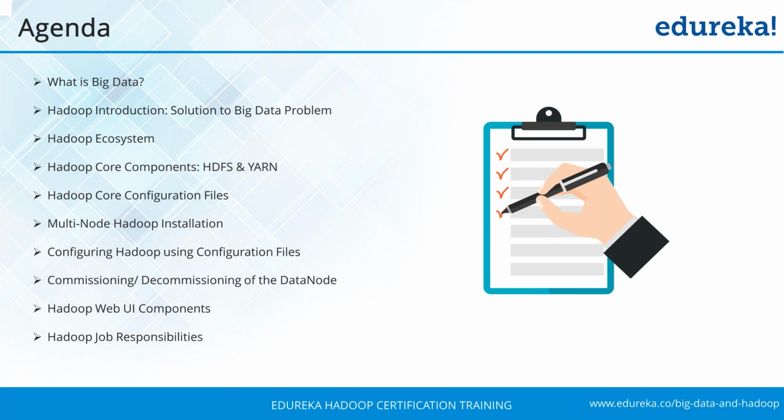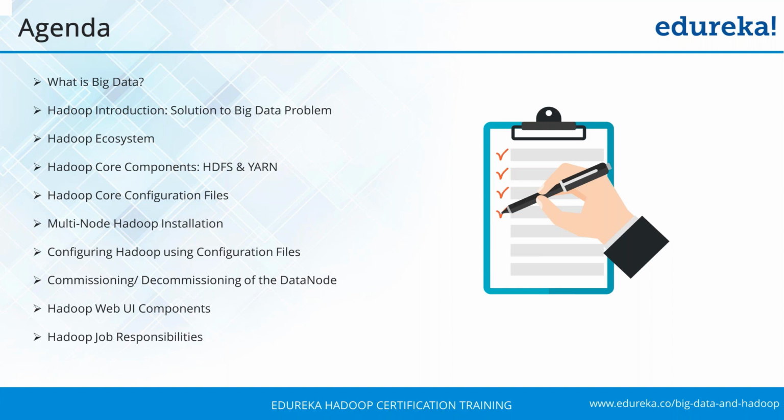Then we'll go into the basics of Hadoop core components like Hadoop Distributed File System and Yet Another Resource Negotiator, or YARN. And then we'll go into the Hadoop core configuration files. So the idea is to build a multiple node Hadoop cluster where we can configure all the Hadoop configuration files. And then we'll try to understand how different components work together, like your name node, data node, secondary name node from the HDFS side, and resource manager, node manager, and job history server on the YARN side and MapReduce side.